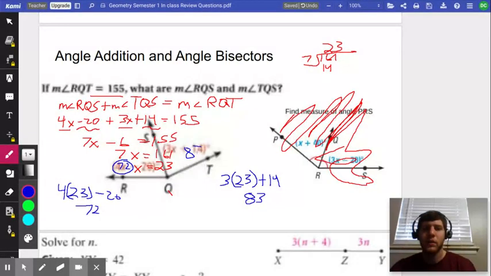Okay, and to check our answer, 72 plus 83, the whole thing here is going to be 155. So 72 plus 83 equals the whole thing 155. So we know we're good.